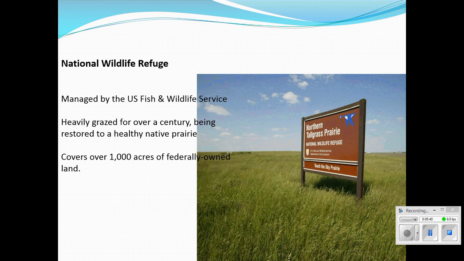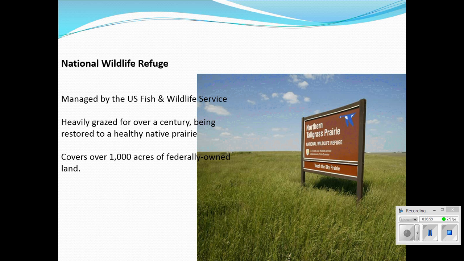It was previously pasture. But now it's being rehabilitated and restored into a healthy native prairie. So this is what it would have looked like before it was settled. This is the natural prairie, and it's really cool. It covers over 1,000 acres of federally owned land.